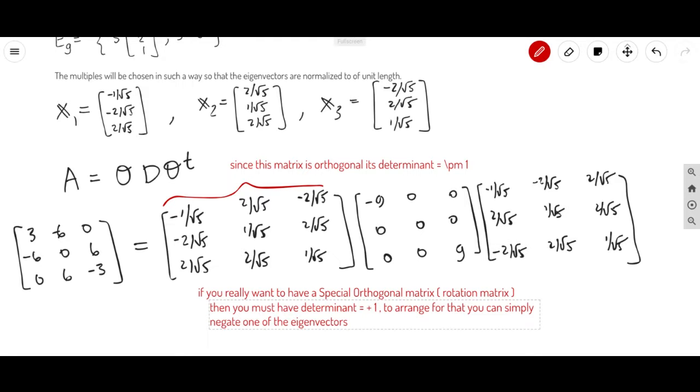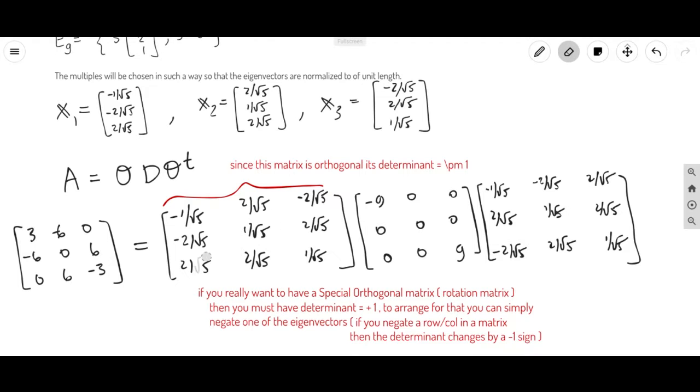So that's something you can do. If you negate a row or column in a matrix, then the determinant changes by a -1 sign. So if the sign is incorrect, then that's what you do.